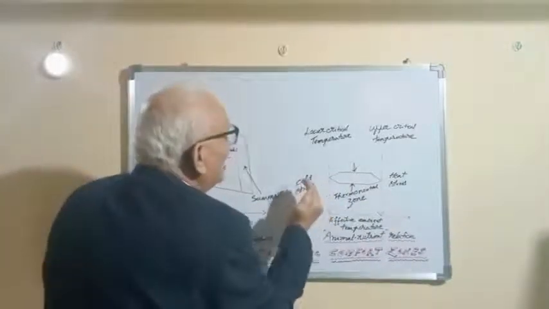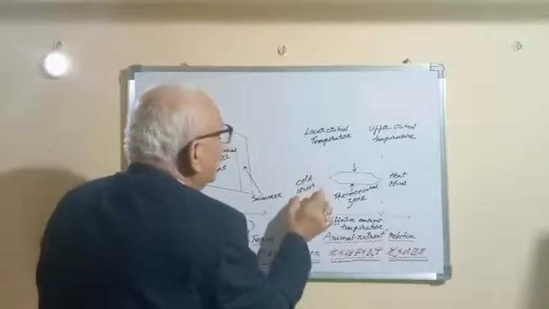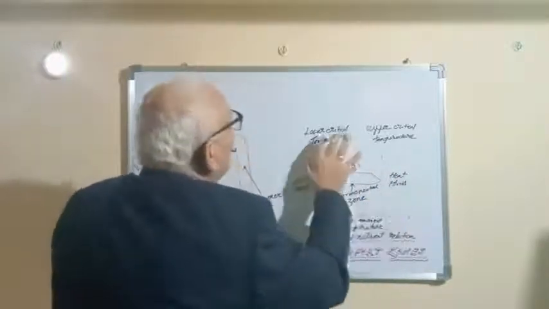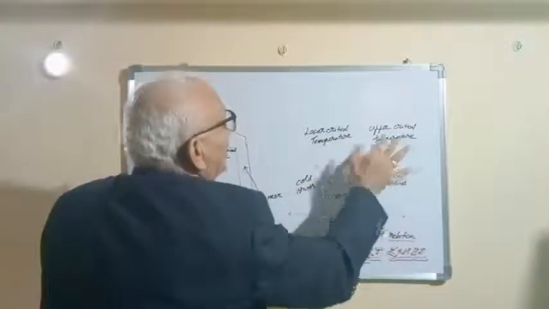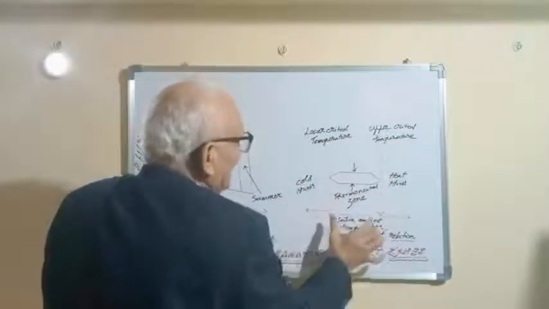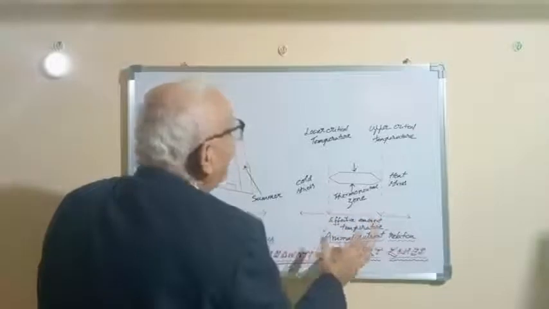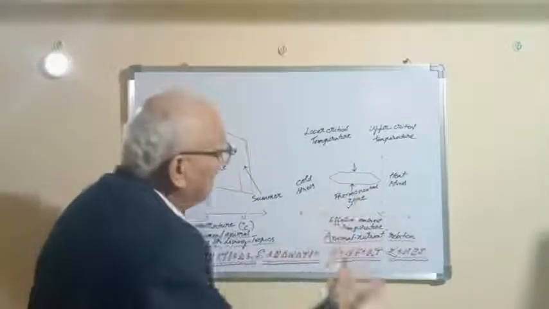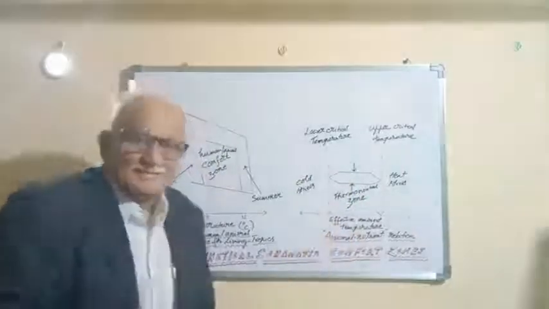Below this, farmer and his animals feel cold stress. Above this, farmer and animals feel heat stress. So, lower critical temperature, upper critical temperature. In between these two, the effective ambient temperature is there. Particularly, this is useful for the animal nutrient relation. This diagram is useful.